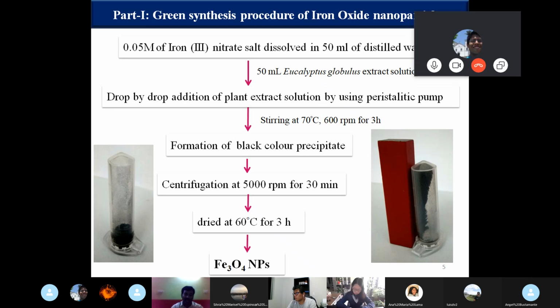To check whether the iron oxide material was synthesized, we tested it with a magnet. Without the magnet, the material settles down. With the magnet, you can clearly see the attraction, like a flake type. So we confirm the synthesized material is an iron oxide material.